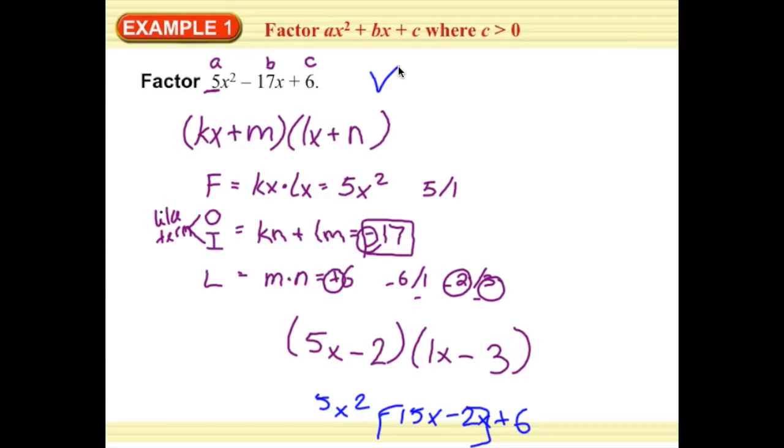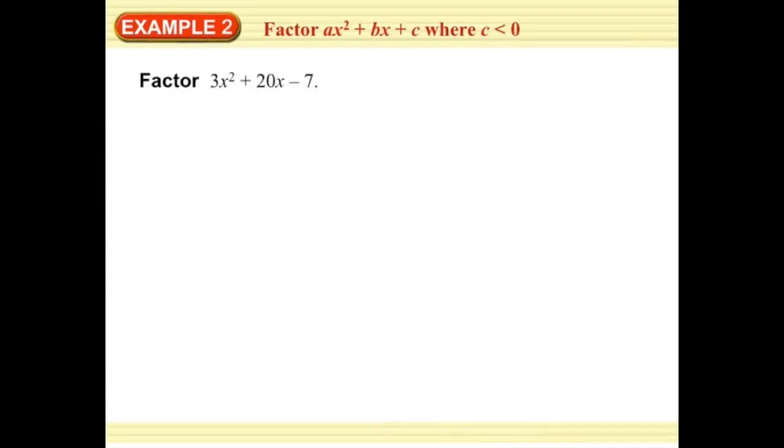Example number 2 says factor 3x squared plus 20x minus 7. And we're going to do the same kind of thing we did before. I need my k times l to equal 3, and I need my m times n to equal negative 7. And then km plus ln equals positive 20. So really, I'm looking at my a value, my c value, and my b value.